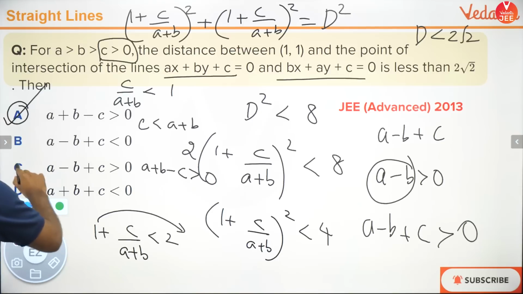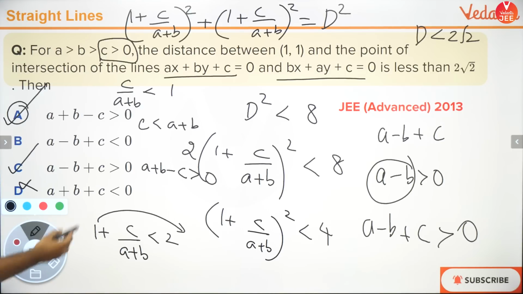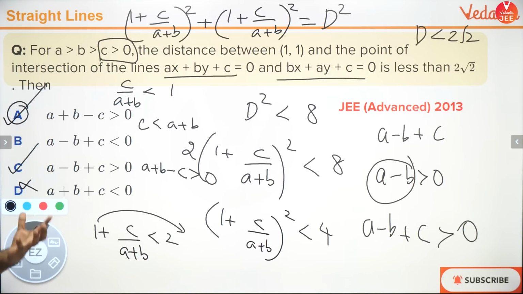Therefore, option C is also correct. Okay? And option D would also be correct if it was greater than. Because it is less than 0, it is wrong. Okay? If I had a greater than 0 here, of course it would have been true because all of them are positive. But that would have been a very easy question to solve.